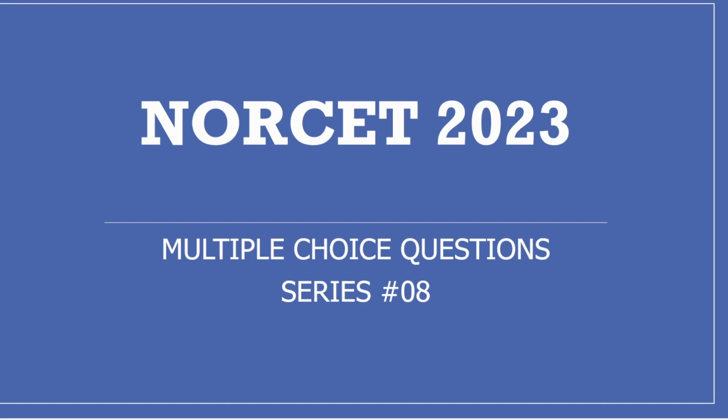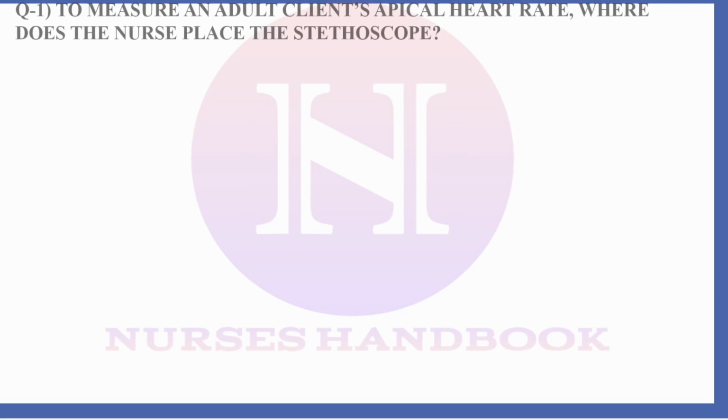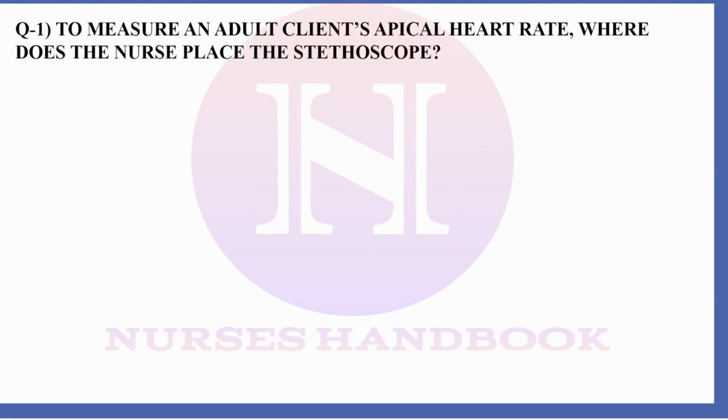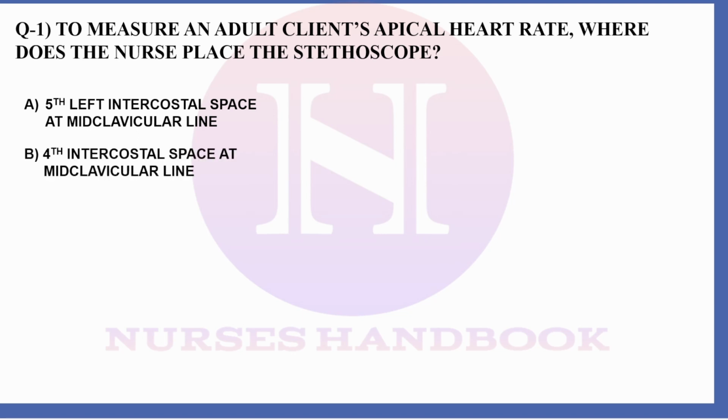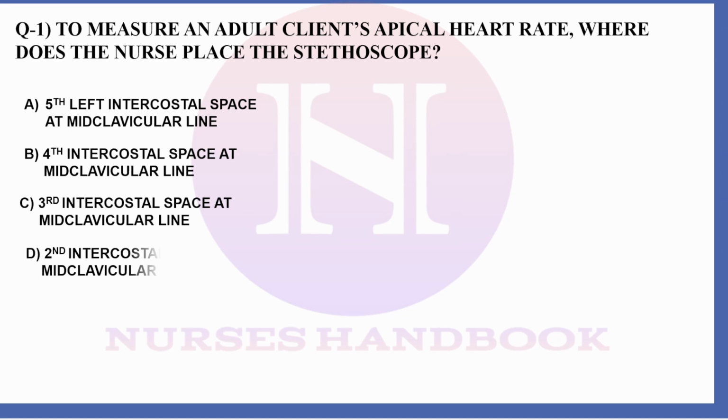NORCET 2023. Question number 1. To measure an adult client's apical heart rate, where does the nurse place the stethoscope? Option A, fifth left intercostal space at the mid-clavicular line. Option B, fourth intercostal space at the mid-clavicular line. Option C, third intercostal space at the mid-clavicular line. And option D, second intercostal space at the mid-clavicular line.